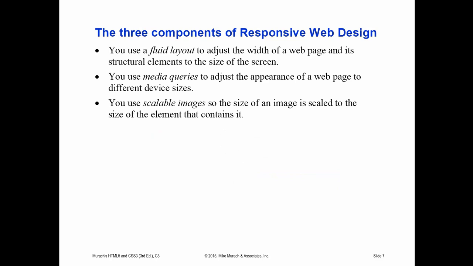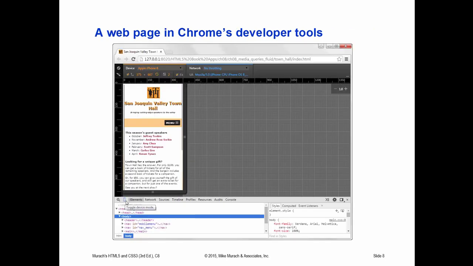As mentioned on pages 282 and 283, there are 3 components of responsive design. The first is that you use a fluid layout, and the big thing about a fluid layout is it's not fixed. In other words, it will adjust the width of the web page, so the stuff that's on the screen will look good as the web page gets bigger or smaller, or gets looked at on different kinds of devices. Second, it uses media queries to adjust the appearance of a web page to different device sizes. Finally, it uses scalable images. So the size of an image is scaled to the size of the element that contains it.